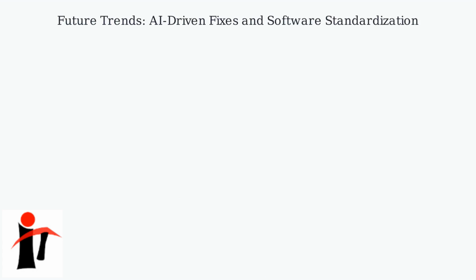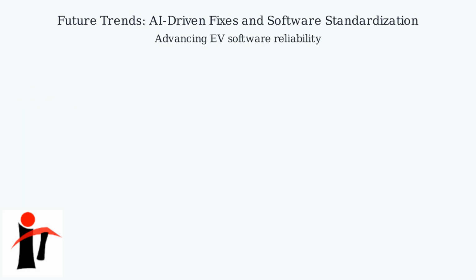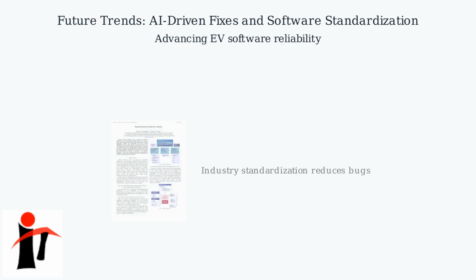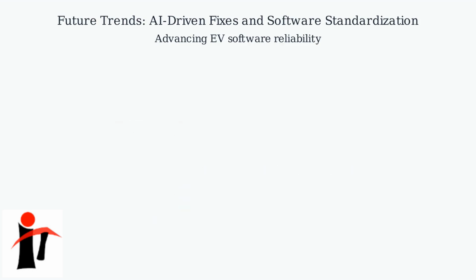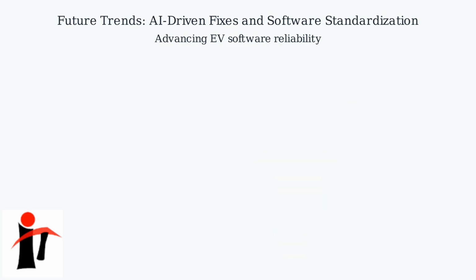The future of EV software updates is trending toward AI-driven diagnostics and standardized platforms. Tesla is integrating AI to predict and auto-resolve stuck updates. Industry-wide efforts aim to reduce platform-specific bugs through software standardization. Experts predict a significant decline in update issues by 2030. However, challenges like 5G, 6G network variability, and cybersecurity threats remain.